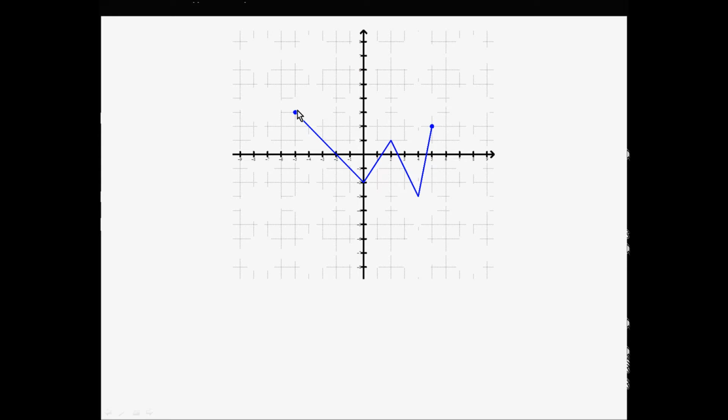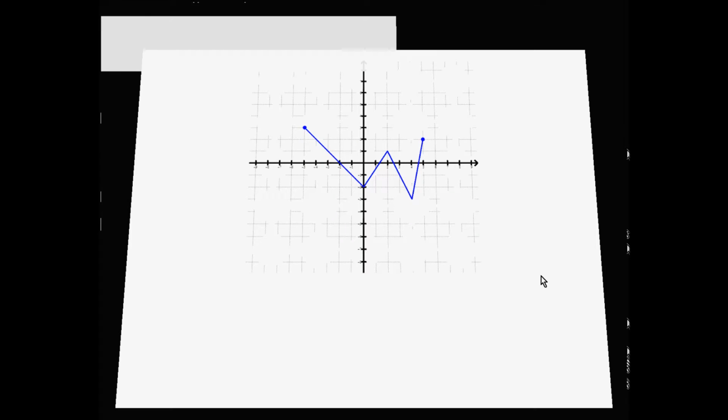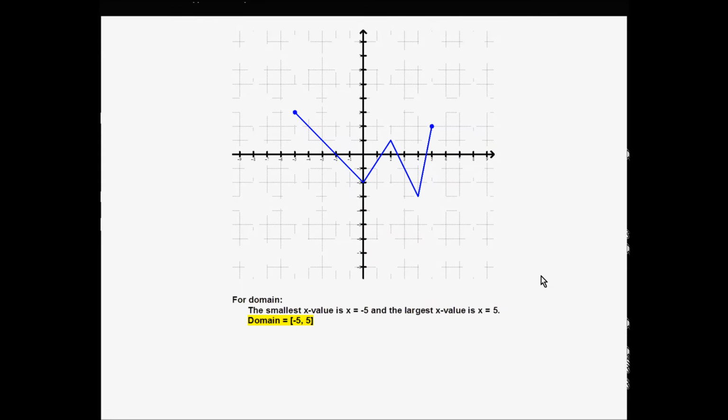If it were open, I would put a parenthesis. Now, to find out where does it end, go to the point that's furthest to the right on the graph, right here. That's 5. And again, the dot is solid, so it's a bracket. So the domain is the closed interval from -5 to 5.